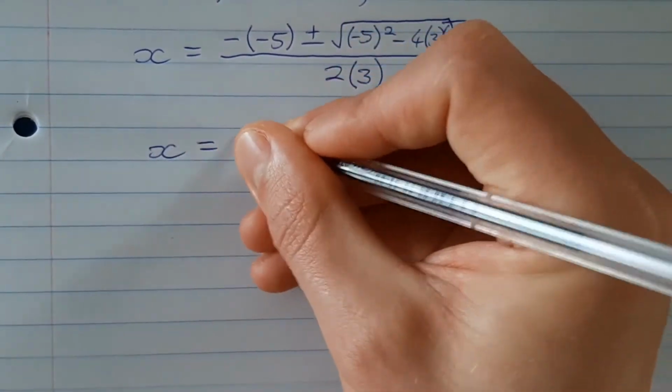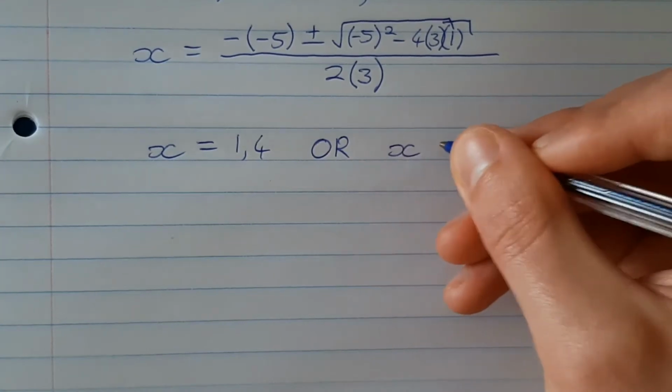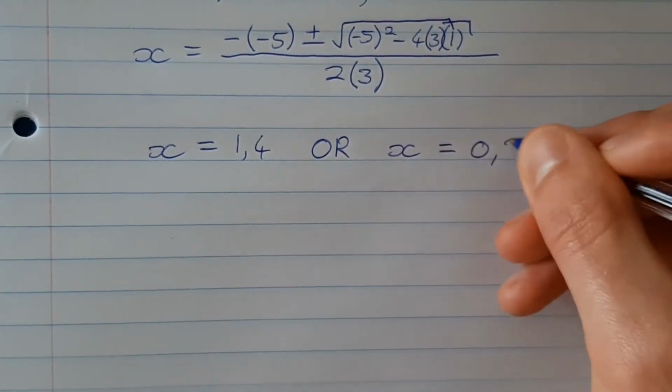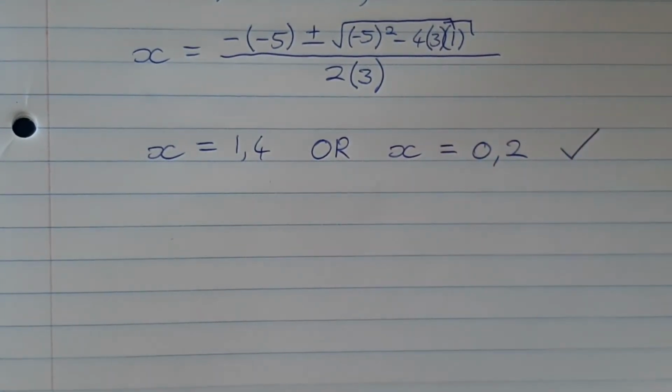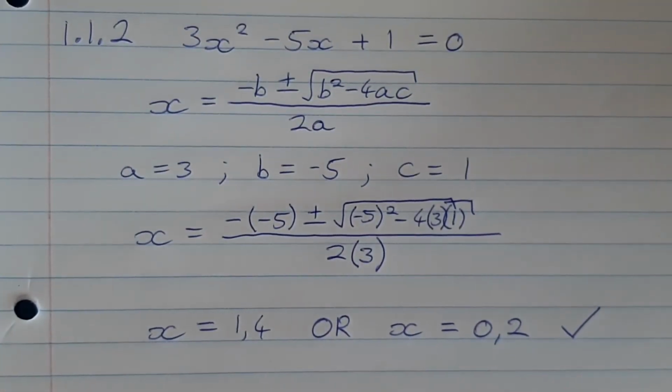We should get two answers. One is 1.434, which we round to the first decimal, which is 1.4, and the other 0.232, which we round to 0.2. Full marks.